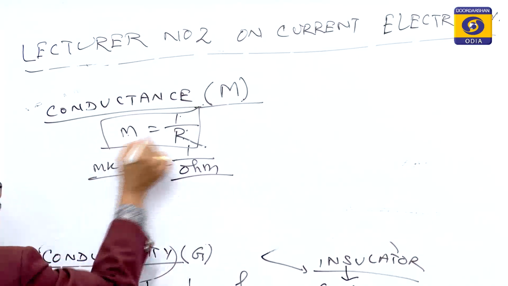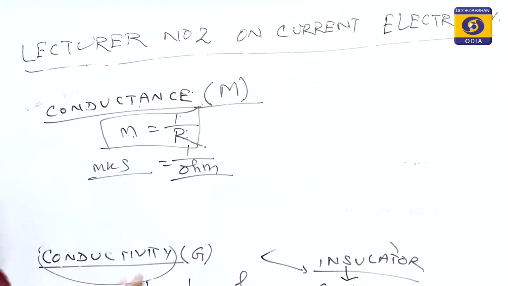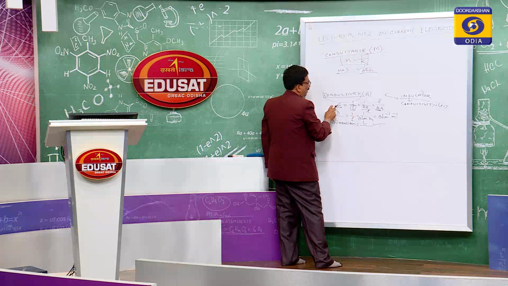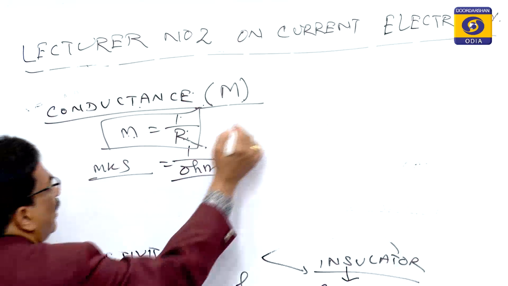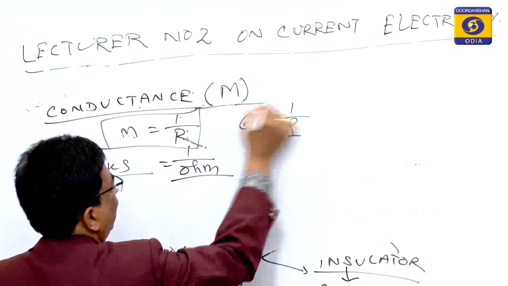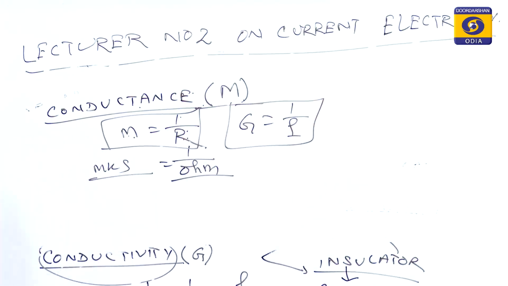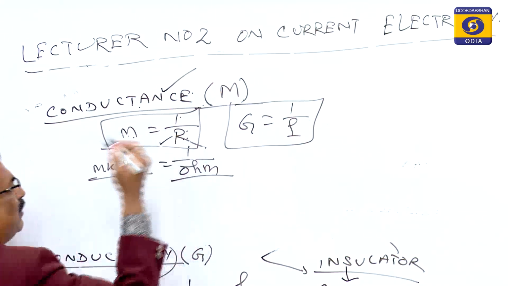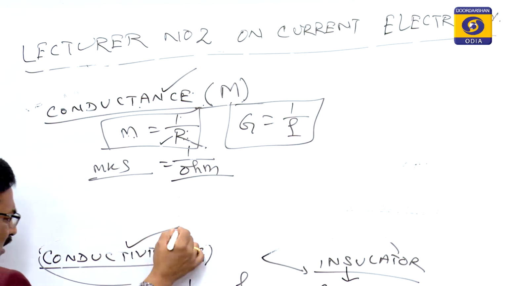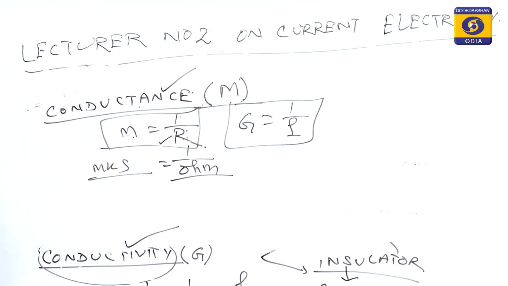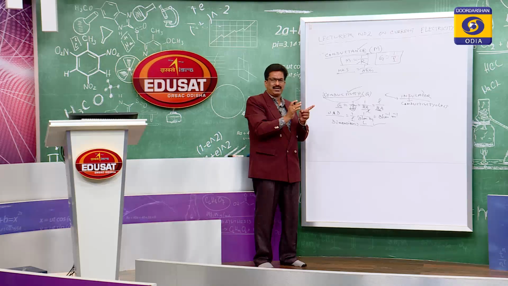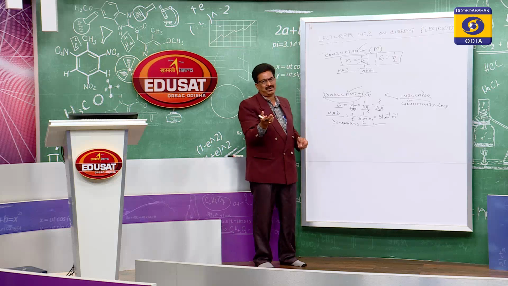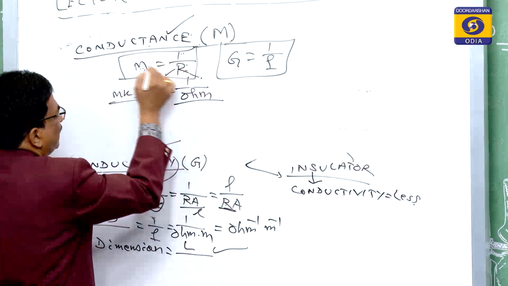So the reciprocal of the resistance is the conductance, and the reciprocal of the resistivity is the conductivity. G is equal to 1 by rho. So how will you remember these two? You see, the conductance is related with the resistance, but the conductivity is related with the resistivity. If you remember conductivity, it is the reciprocal of resistivity. If you know conductance, it is the reciprocal of the resistance.